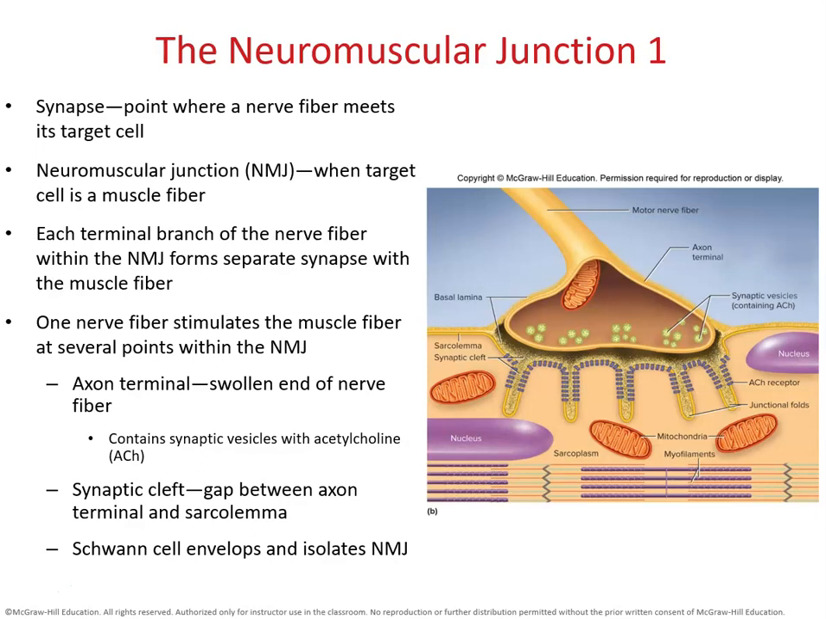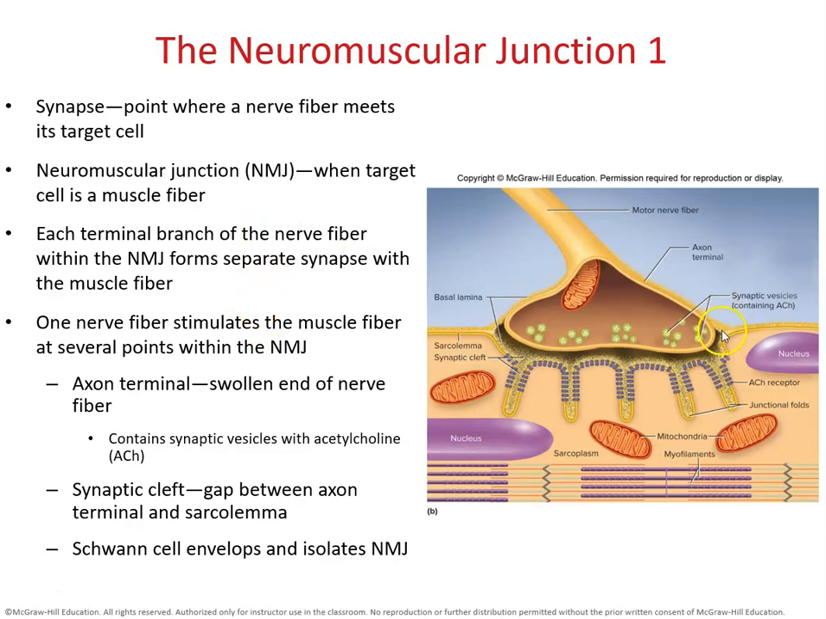So now we're going to be talking about the junction between the nerve and the muscle, and we call this the neuromuscular junction. The synapse is the point where the nerve fiber comes together with the target muscle cell. And NMJ, neuromuscular junction, is the acronym that we'll sometimes see.